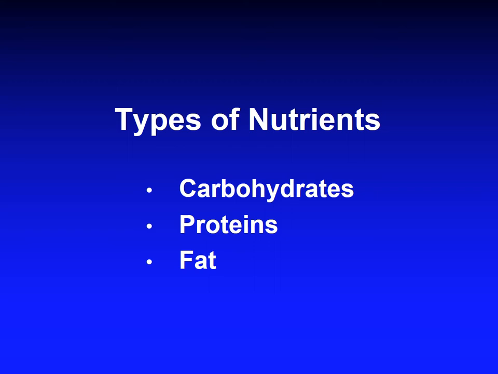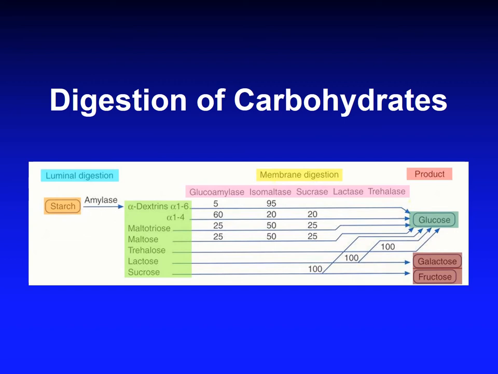This table summarizes the digestion of carbohydrates. Any carbohydrate in the mouth, in the stomach, or in the intestine will be attacked by an enzyme, amylase. After the attack, this starch, this carbohydrate, will be broken into different materials: dextrins, maltose, maltotriose, trehalose, lactose, sucrose, etc. This is in the lumen.